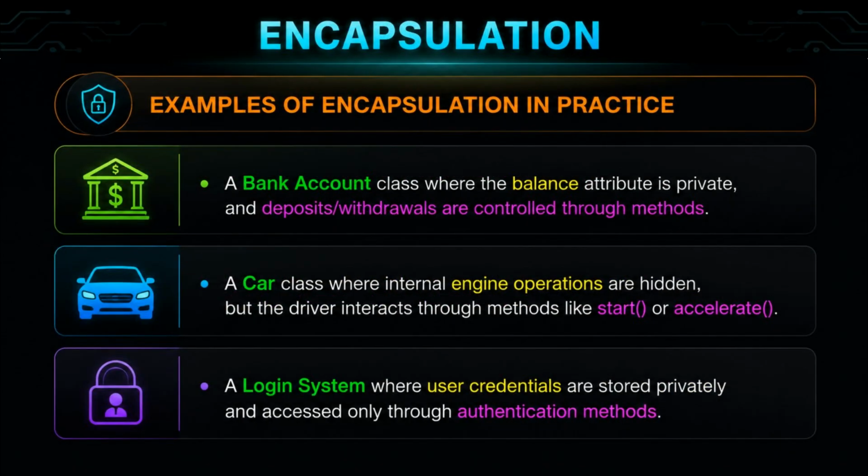A bank account class keeps its balance attribute private, with deposits and withdrawals controlled entirely through methods. A car class hides its internal engine operations, letting the driver interact only through methods like start or accelerate. And a login system stores user credentials privately, accessible only through authentication methods, never directly.